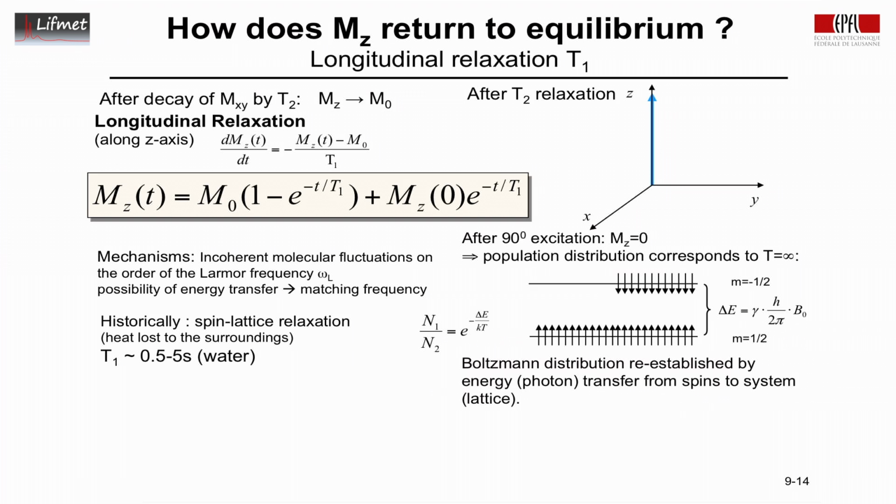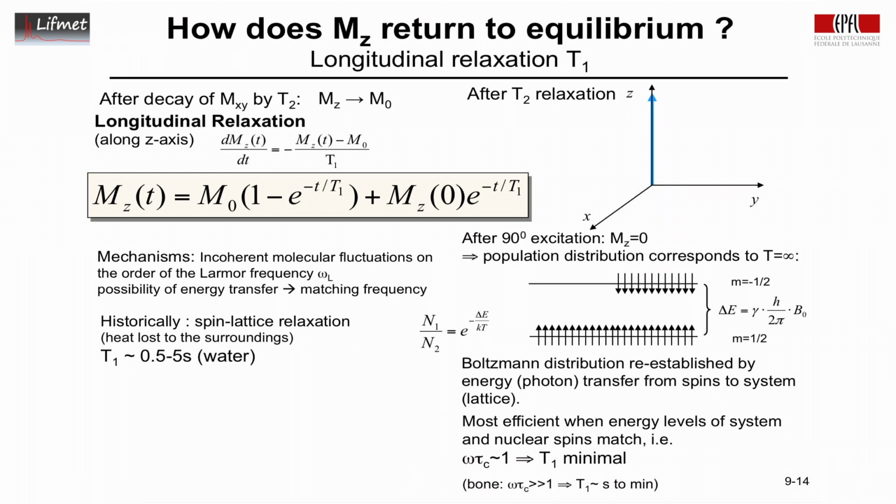Now the spins that are in the higher energy level, that are in excess, have to go to the lower energy level. In doing so, they have to give off energy. And this is essentially done by transfer of energy from the spins to the system, and the system here is the lattice. It is done by photon transfer, but it is done thermally.